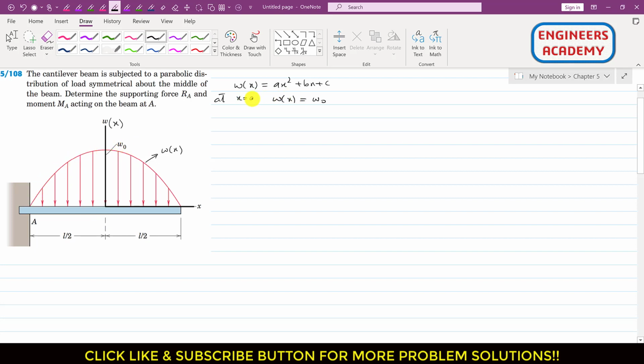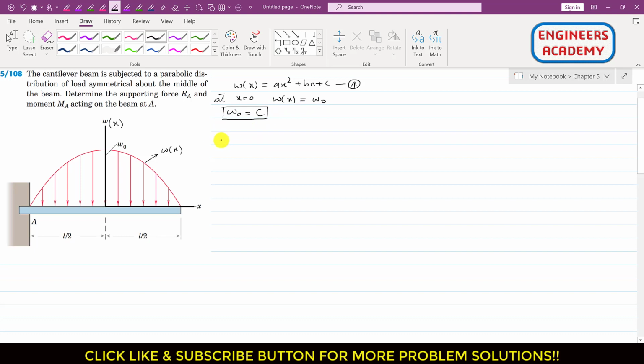So now if we put this x is equal to 0 boundary condition in this equation, right? This is our main equation, let's say equation A. So if we put these values in equation A, then we can write omega naught equal to a into 0 square plus b into 0, x is 0, plus c. So this means that c is equal to omega naught, right? So this is one constant in that equation A.